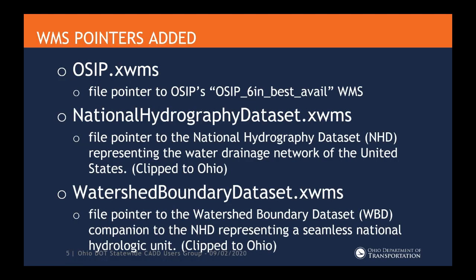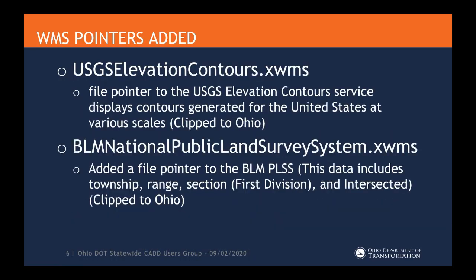WMS pointers were added for the OSIP 6-inch best available images. Attaching this on the raster manager will stream those available images for you. Likewise for the National Hydrography dataset and the watershed boundary data set. Those also can be attached and streamed that way. And likewise for the USGS elevation contours and National Public Land Survey System, the WMS files can also be attached within Raster Manager.